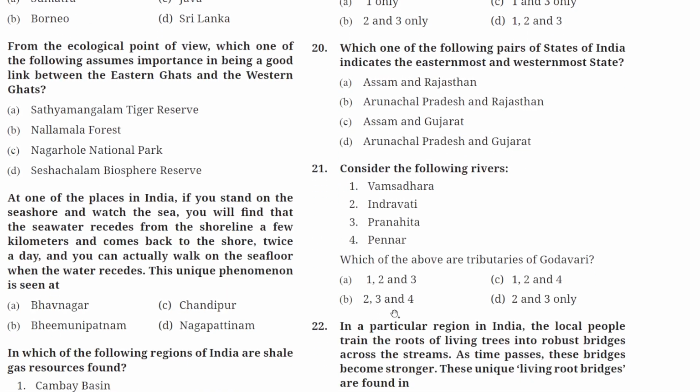Consider the following rivers: Vamsadhara, Indravati, Pranahita, and Pennar. Which of the following are the tributaries of the Godavari? Tributaries of the Godavari are Pranahita and Pennar, 3 and 4. No, basically it is Indravati. Okay, Indravati and Pranahita. The major tributaries of the river can be classified as the left bank tributaries, which include Purna, Pranahita, Indravati, and Sabari River. So Indravati and Pranahita here. You can see the options. And the Pranahita is the largest tributary covering about 34% of the drainage basin of the Godavari.